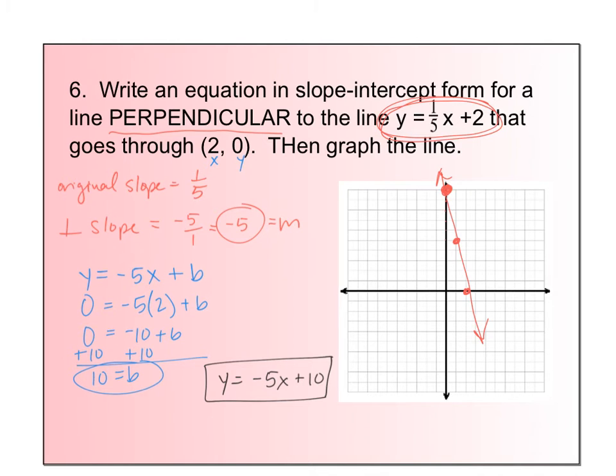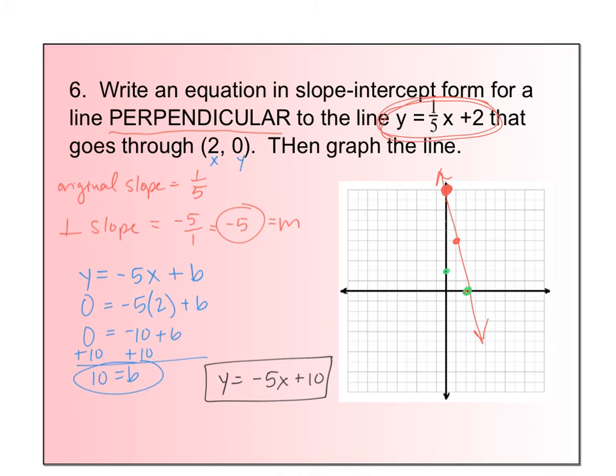And what you could do is check, did it actually go through the point (2, 0)? Well, 2, 0 over 2, yeah, there it is. It went through the point (2, 0). We could also check, would it be perpendicular to the line y equals 1/5 x plus 2? We could check that. I'll just kind of graph it on here lightly.